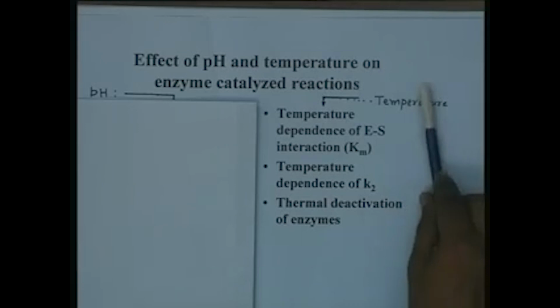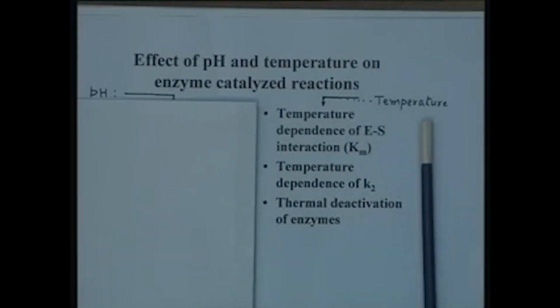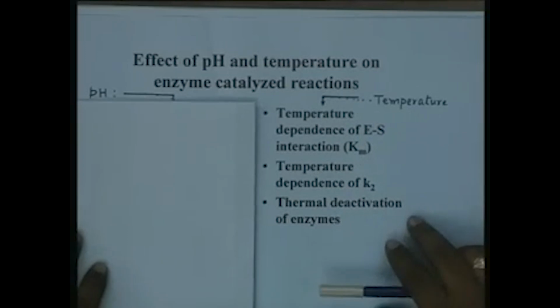Now, the temperature will influence Km, and the study of the effect of pH or temperature on the Km is a very interesting issue, because it gives you a lot of insight into the thermodynamic aspect of the enzyme substrate binding. The effect of temperature on the Km value of the reaction gives you some insight into the thermodynamic state of the enzyme substrate binding, that is, what are the enthalpic and entropic parameters involved. One can analyze.